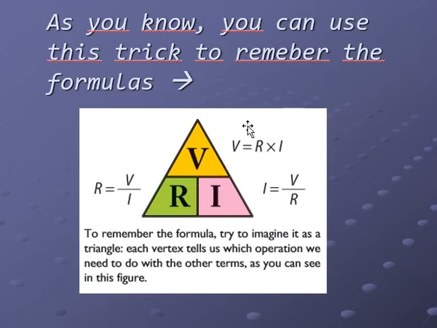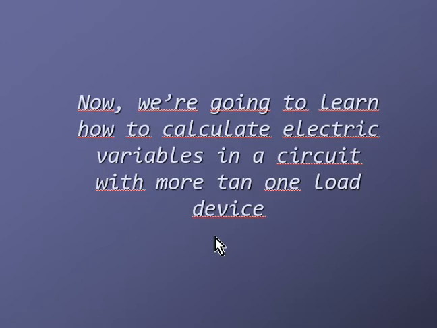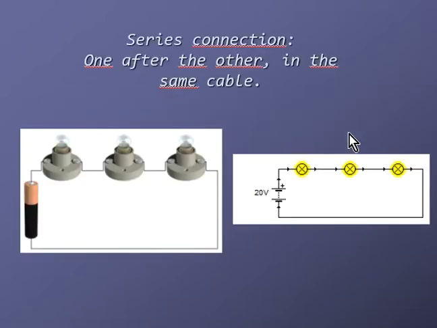And remember, you have this trick to remember all the three formulas to solve the circuit, to work out the voltage, current and the resistance. Now we're going to learn how to calculate the electric variables, but in a circuit with more than one load device, with more than one resistance. So remember, the series connection is when we have more than one load device and they are all connected in the same cable, one after the other.